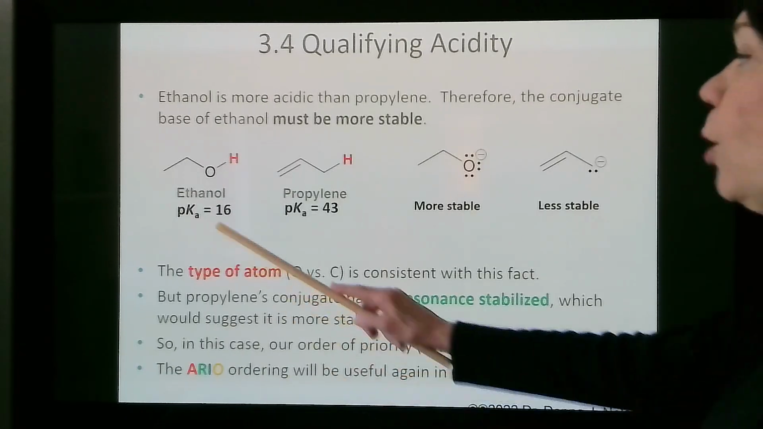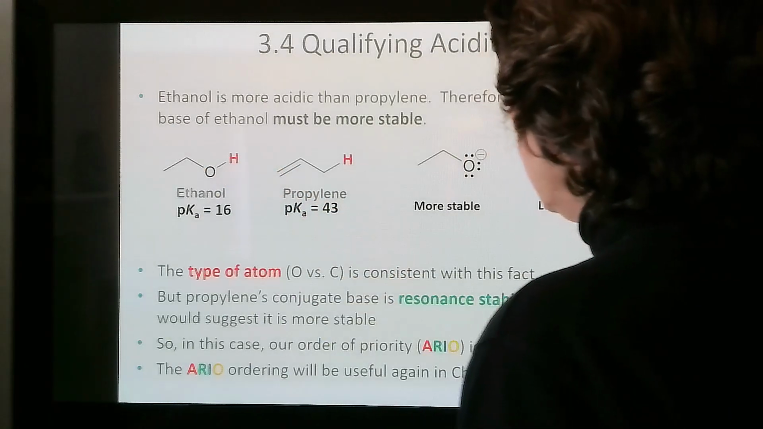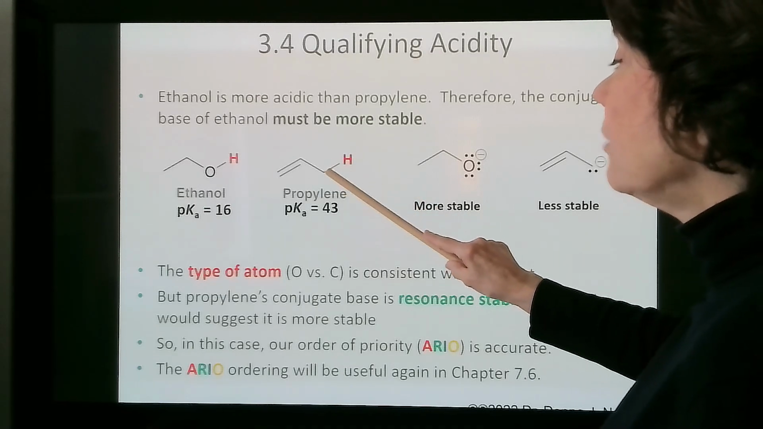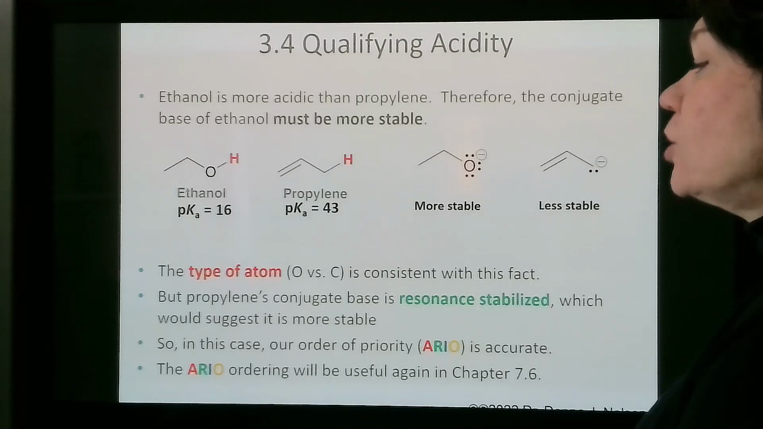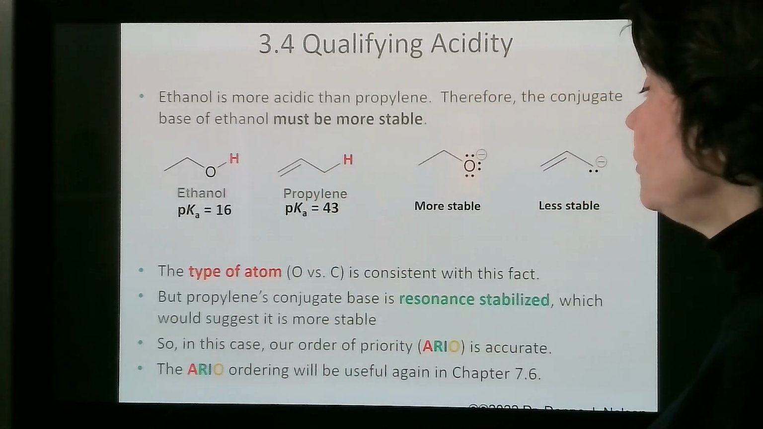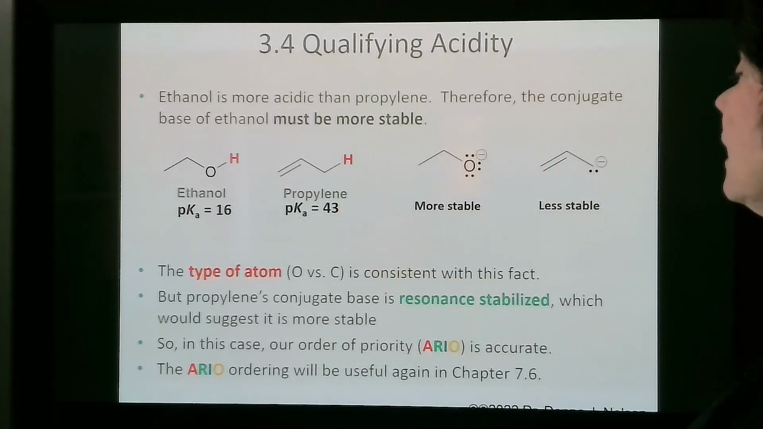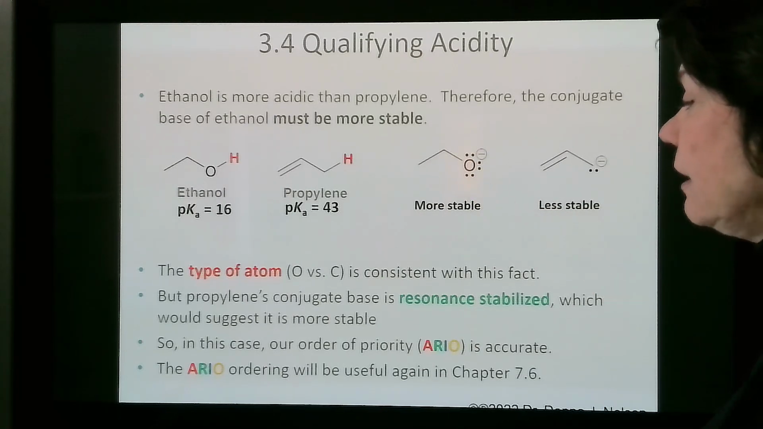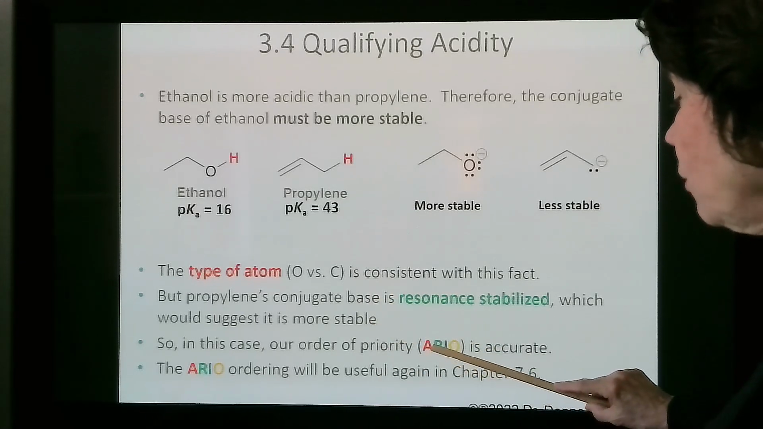So ethanol is more acidic than propylene. Once this proton is lost, the pair of electrons will reside on oxygen. So look at this. Once this proton is lost, the pair of electrons will reside on carbon. However, this is resonance stabilized. So you have to decide which has the greater effect, the pair of electrons residing on oxygen or the pair of electrons being resonance stabilized. And you can see from the pKa values that ethanol is more acidic than propylene, and so that means this anion is more stable than this resonance stable anion, because in this anion, the negative charge is residing on oxygen. And so that shows you how this is consistent with the order of priority in RERO.